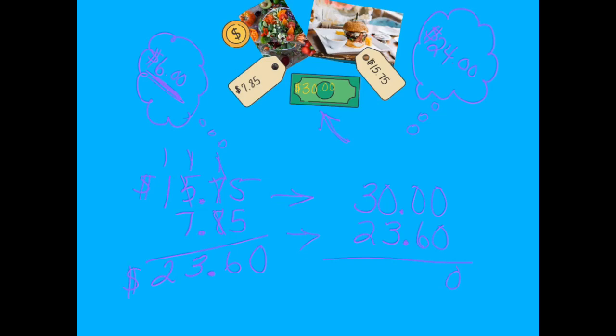0 minus 0 is 0. 0 minus 6, I cannot do it. I cannot borrow from here. So I have to borrow from the $10 spot. So that 10 becomes 2, this becomes 10, which really becomes 9, and now this becomes 10. 10 take away 6 is 4. Bring down my decimal. 9 take away 3 is 6, and 2 take away 2 is 0. So I have $6.40. Was my estimate about right? Does this make sense? Yes, it does. So I have $6.40 left over to pay my person.